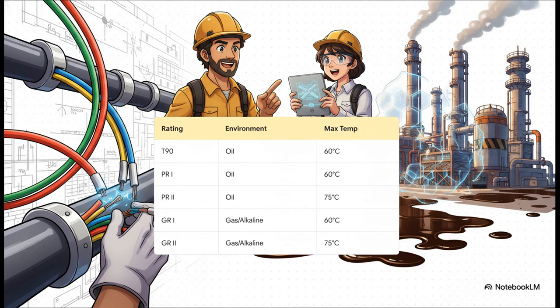Wire insulation must be rated for whatever it's exposed to. Take T90 nylon, right? It's an incredibly common wire. But if that T90 is exposed to oil, its maximum allowable insulation temperature drops dramatically to 60 degrees Celsius. In oil, you could also use PRI, which is rated for 60 degrees, or PR2 for 75. And if you're around gas or alkaline, like say an oil refinery, you need GRI or GRI. Honestly, go tab this section in your book right now. It's basically your ultimate cheat sheet for hazardous conditions.